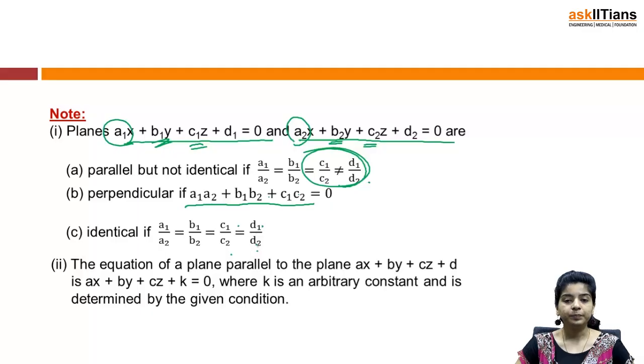And then the equation of a plane parallel to a given plane. Now this is important because in questions you get that a certain plane is parallel to a certain plane. So in those cases you will have to assume your equation to be of this form. If you have the equation of a plane like ax plus by plus cz plus d is 0, then the equation of a plane parallel to this plane would be of the form ax plus by plus cz plus k equal to 0, where k is an arbitrary constant and is determined by the given condition.